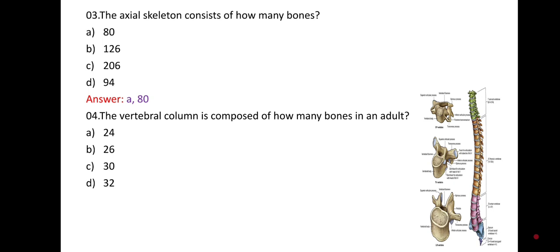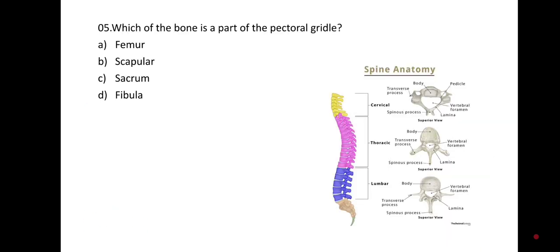Fourth one: the vertebral column is composed of how many bones in an adult? The correct answer is B, 26 bones. The fifth question: which bone is a part of the pectoral girdle? The correct answer is B, scapula.